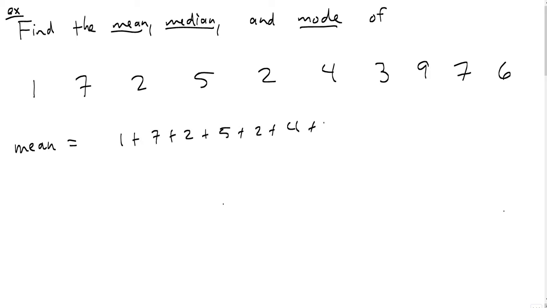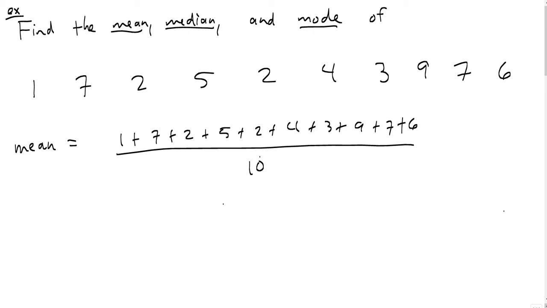2 plus 4 plus 3 plus 9 plus 7 plus 6, and then you divide it by the 1, 2, 3, 4, 5, 6, 7, 8, 9, 10 numbers. And let's see, 9 and 1 is 10, 7 and 3 is another 10, 20, 6 and 4 is another 10, 30, and then this is 39, 46. So 46 divided by 10 is 4.6.